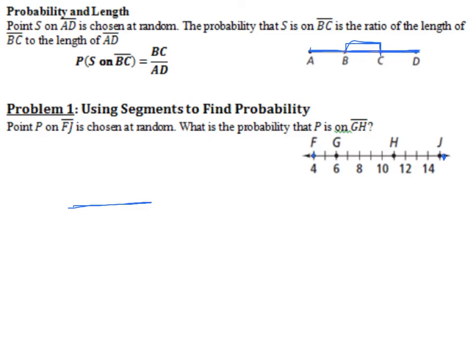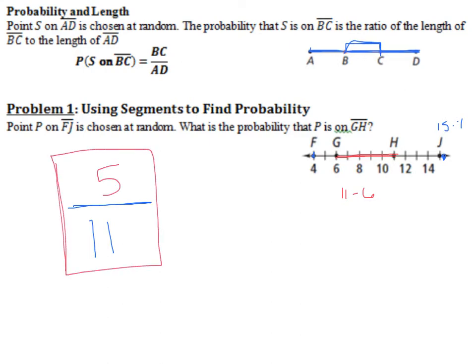So again, you could count from F to J, or else I could do this spot right here is 15. And 15 minus 4 would give me 11. That would give me my distance in between, or just count the spaces. So my 11 goes on bottom, and then my intended outcome, it says from G to H. So what's my length from G to H? So from 6 to 11. So I could also count, or 11 minus 6 is going to give me 5. So the probability would land on GH would be 5 out of 11.